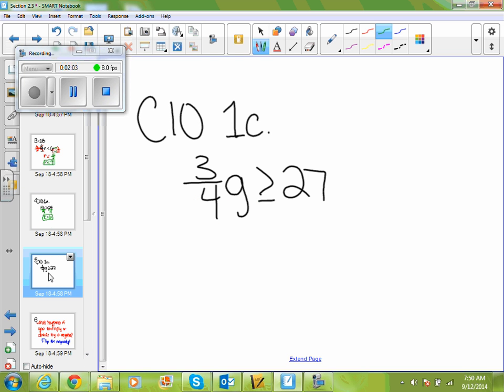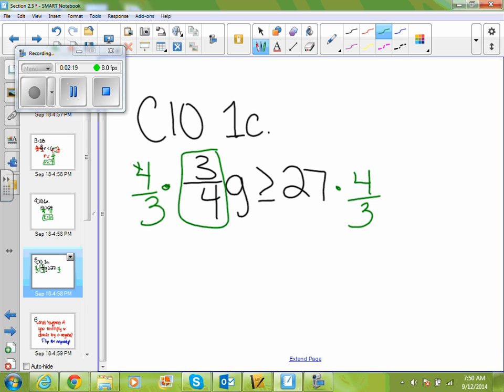Alright, C says 3 over 4g is greater than or equal to 27. In order to get rid of this 3 over 4, I need to multiply by my reciprocal of 4 over 3. And whatever I do to one side, I have to do to the other side. 4's then cancel, 3's then cancel. So g is greater than or equal.